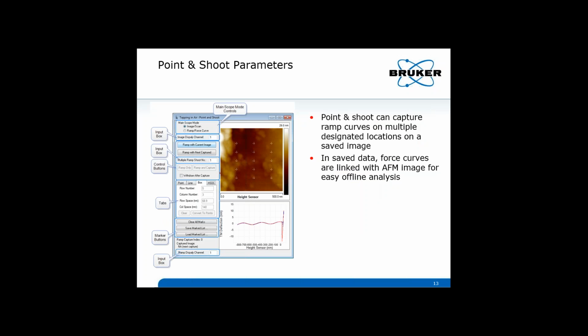And here is the point and shoot parameters window. The window here is the height sensor channel or current channel. Point and shoot can capture ramp curves on multiple designated locations on a saved image. In the saved data, the force curve or the IV curve are linked with the AFM image for easy offline analysis.